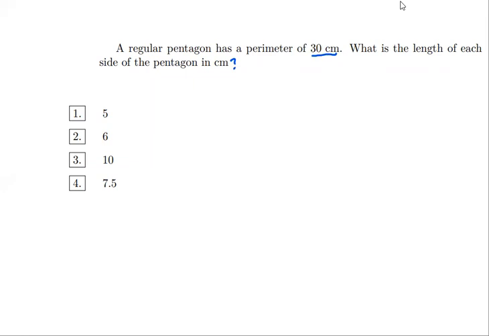Okay, so a pentagon has 5 sides. So a pentagon looks something like that. So it has 1, 2, 3, 4, 5 sides. So if we let the length of each of the sides be x, right? x, x, x, x. The perimeter is the whole distance around this pentagon.